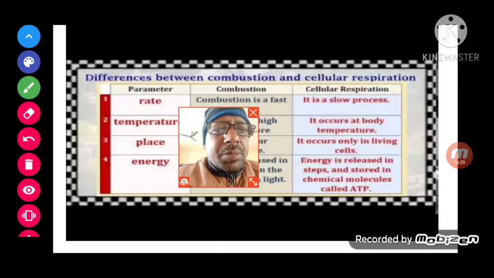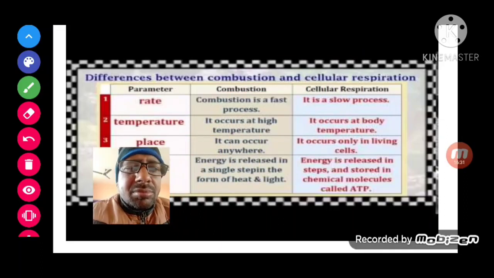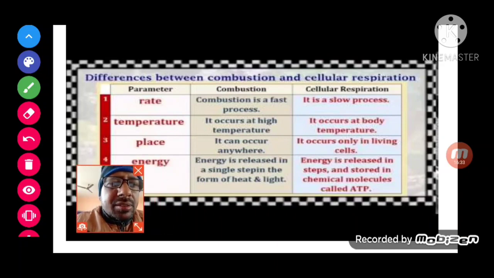So what is the difference between combustion and respiration? Please learn and write it down in your copy. It is very important for the exam. It may be for your further class. So today for this class, please note down all the important topics. Good day and have a nice day, my dear students.